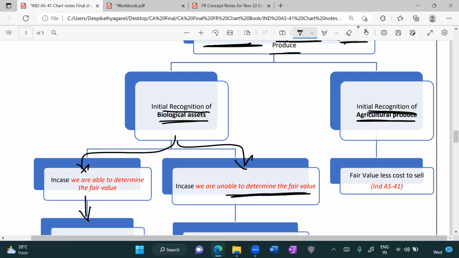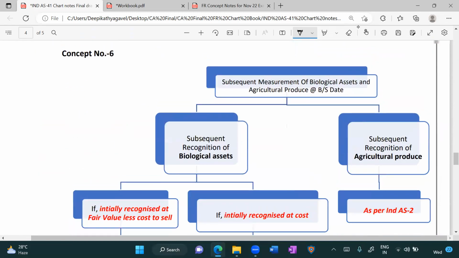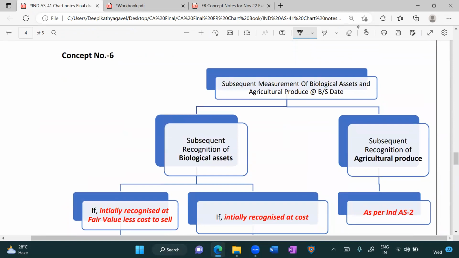So here the concept of not being able to determine the fair value and going for cost does not exist. Why? Because agricultural produce is developed with an intention that it should be sold in the market. So you will be able to determine the fair value of it. So it will always be recorded at fair value less cost to sell, right?